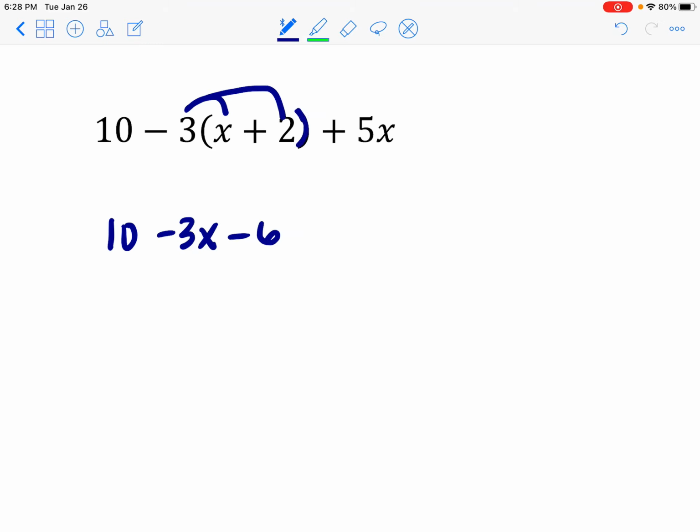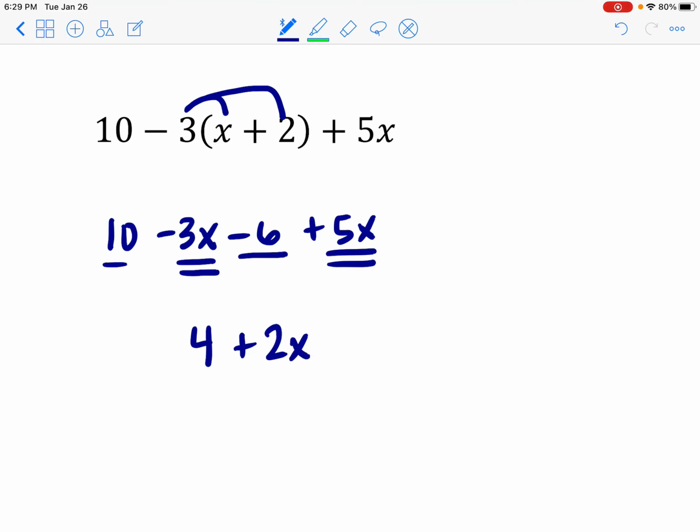And when the parentheses stop, so does the distribution. Okay? So we're only distributing inside of the parentheses, which means the plus 5x just comes down. And now we combine like terms. So I have 10 and a negative 6, 10 minus 6, which makes 4. And then I have a negative 3x and a positive 5x, which makes a positive 2x. And so that's my simplified form.